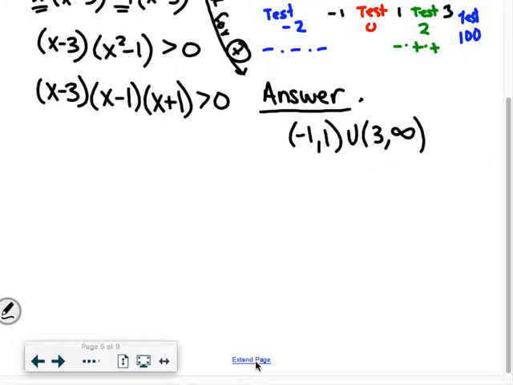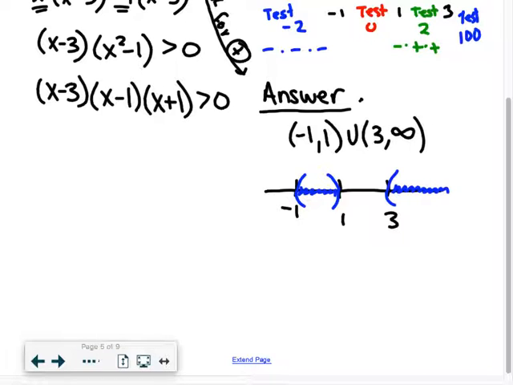To do the answer on a number line, I just make a nice new clean line because that one's all crazy with my testing and stuff. And then this is how I graph it. Instead of open and closed circles, I just say -1 to 1. Shade in between. 3 to infinity. Shade to the right. And I have interval notation answer and a graph number line.